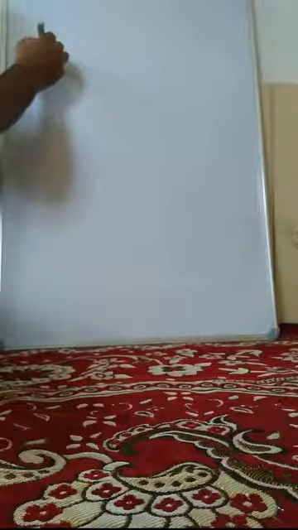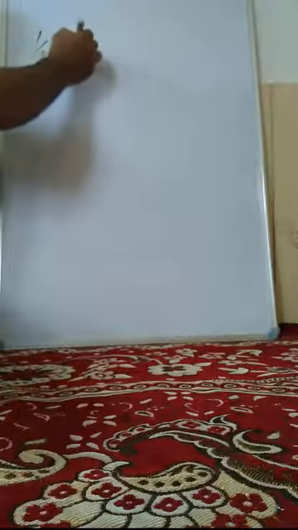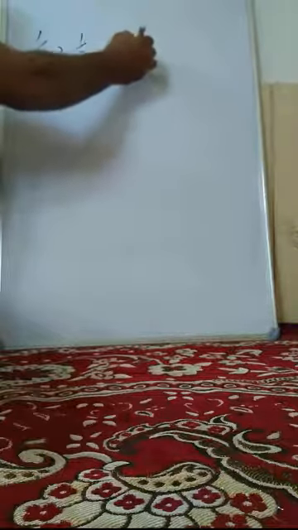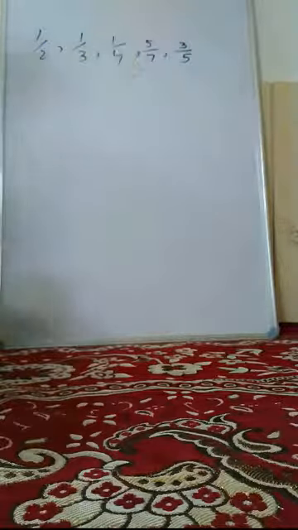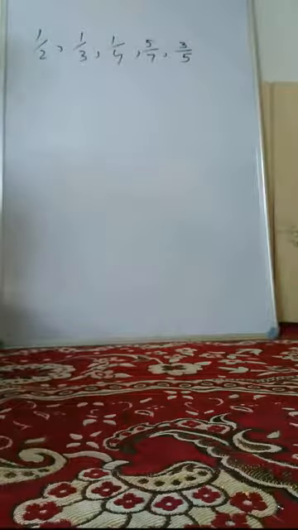The subject is mathematics, unit rational numbers, and today our topic is how to plot rational numbers on a number line. We have some rational numbers: 1 by 2, 1 by 3, 1 by 4, 5 by 7, and 3 by 5. Let us plot these rational numbers on a number line.